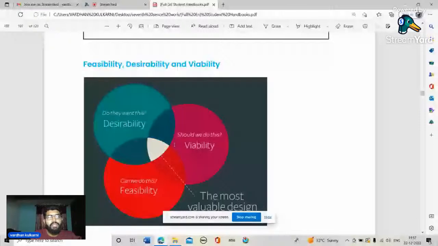Viability is: should we do this? After seeing all this and considering the money in your pocket, you think, should I really purchase it, or should I just let it go? So we have three ways of finding solutions: feasibility, desirability, and viability.